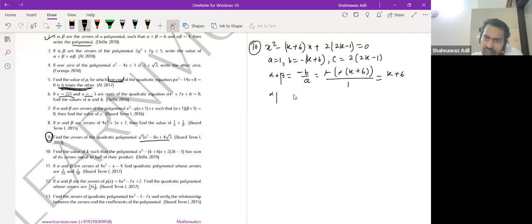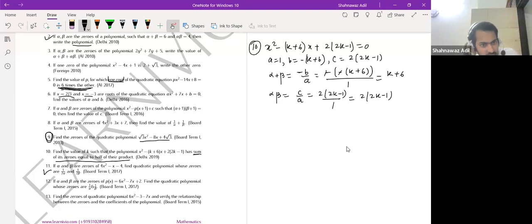Alpha into beta is c by a. So this is 2k minus 1 divided by 1, so 2k minus 1. Now we have this prior information, right? So 11th is your question, but let me ask you this question, Amira. What is this information telling us?